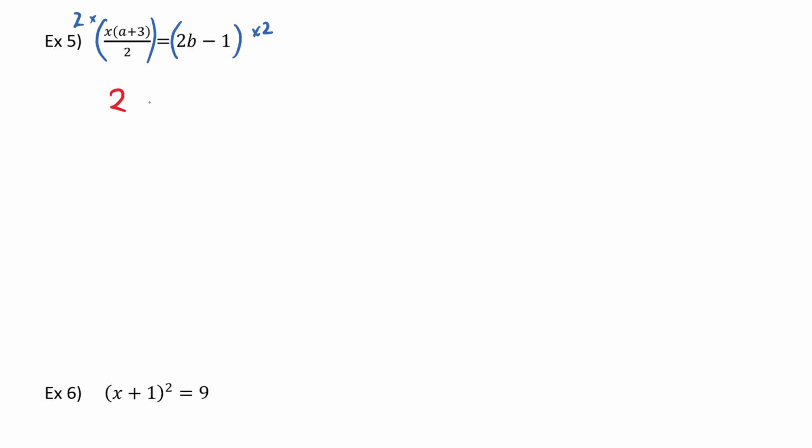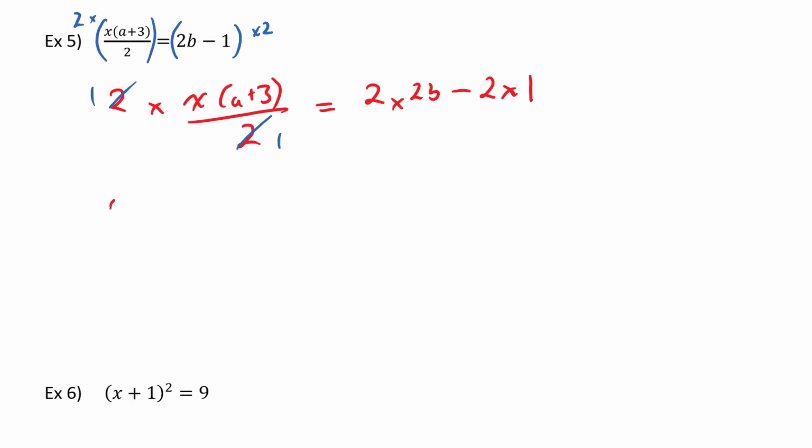And doing this, 2 times (xa + 3)/2 is equal to 2 times 2b minus 2 times 1. We can simplify these down. 2 and 2 cancel out, 1 and 1. We have x(a + 3) is equal to 2 times 2b, 4b, minus 2 times 1, which is minus 2. Now you can see by doing that, once again, we've eliminated all the fractions in this equation.